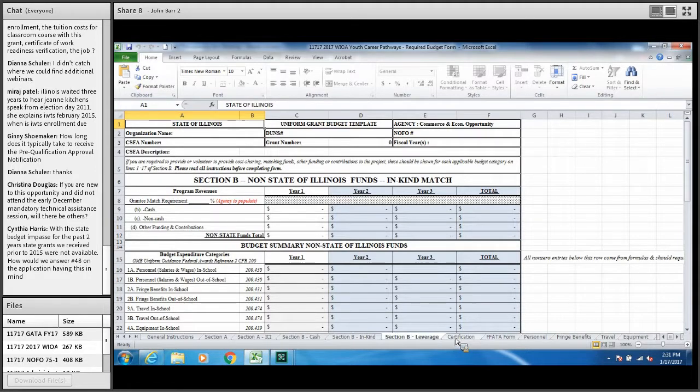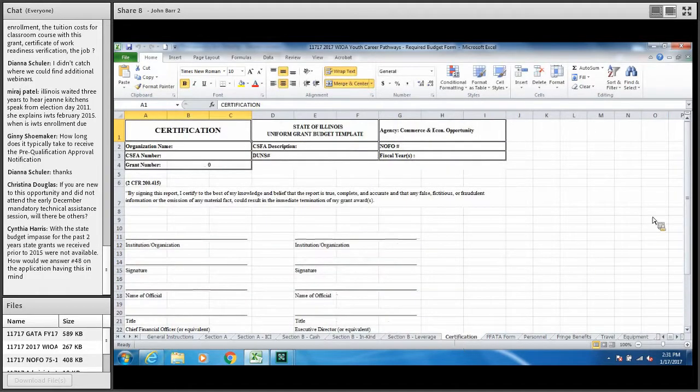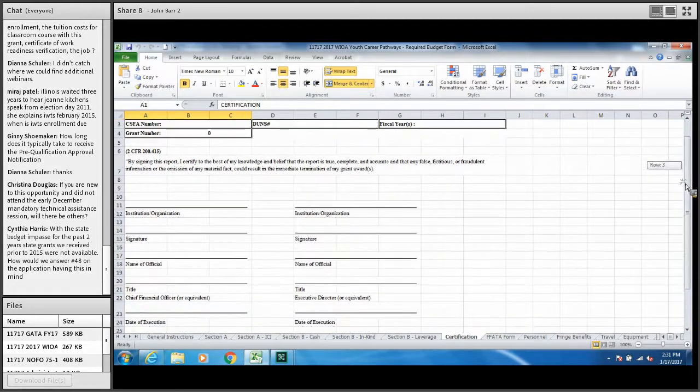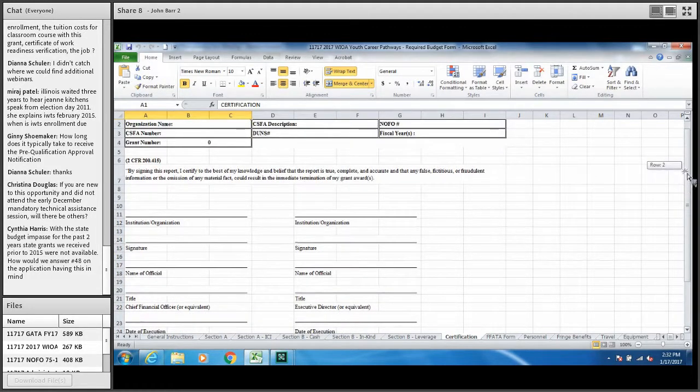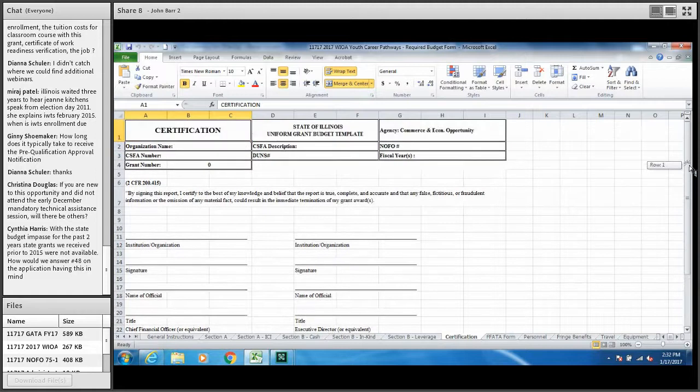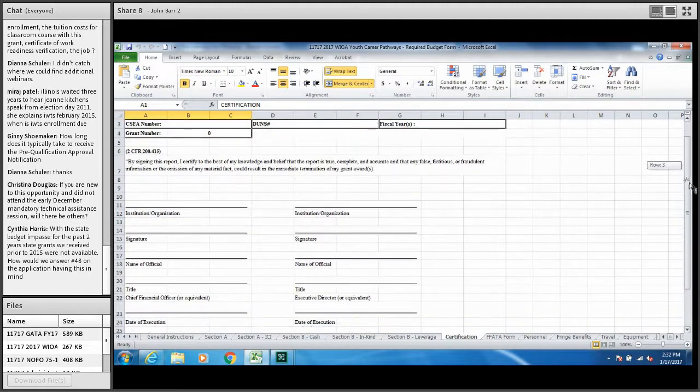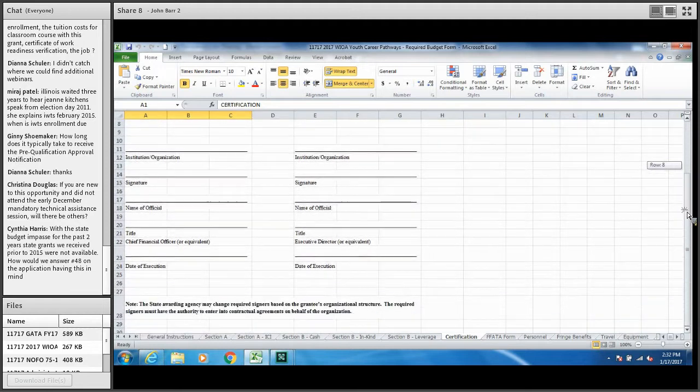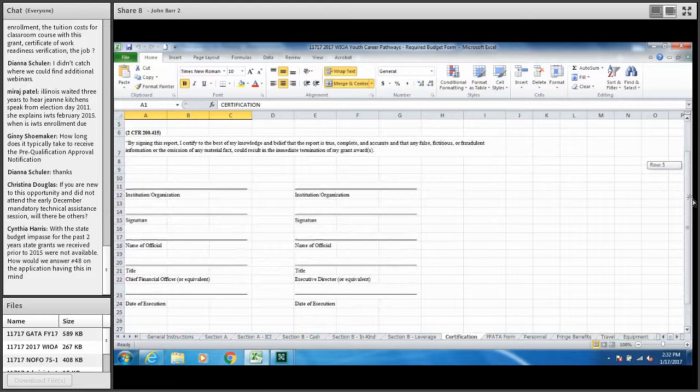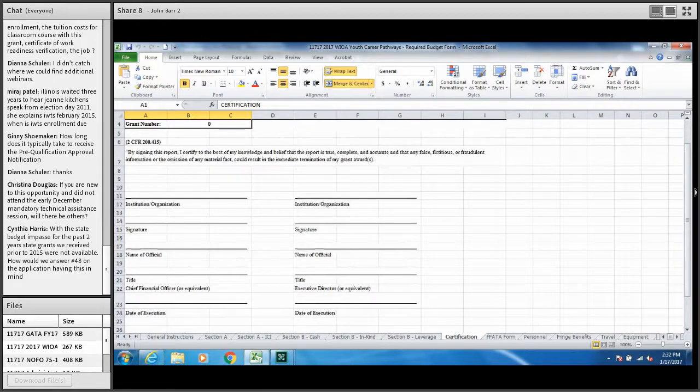The next tab is the certification, and so it is required, the state requires that your chief financial officer or equivalent sign off on this budget application, as well as the authorized signature sign off.